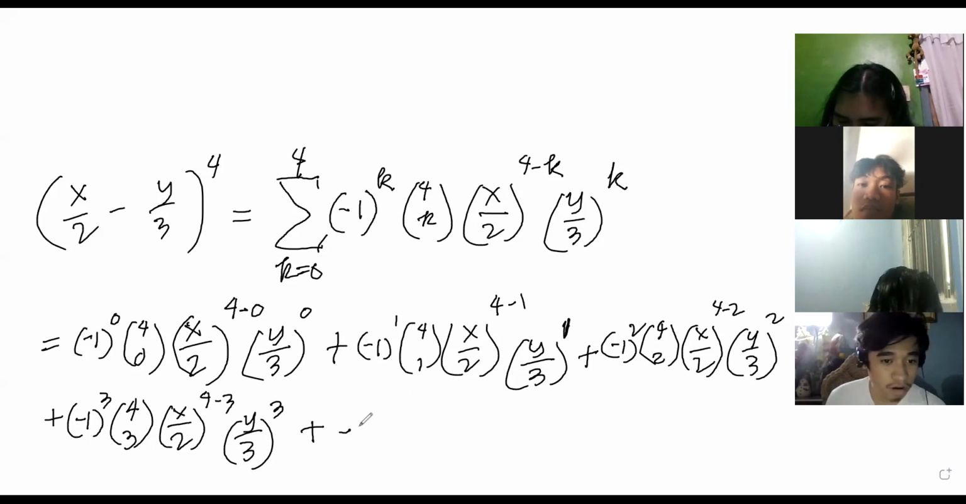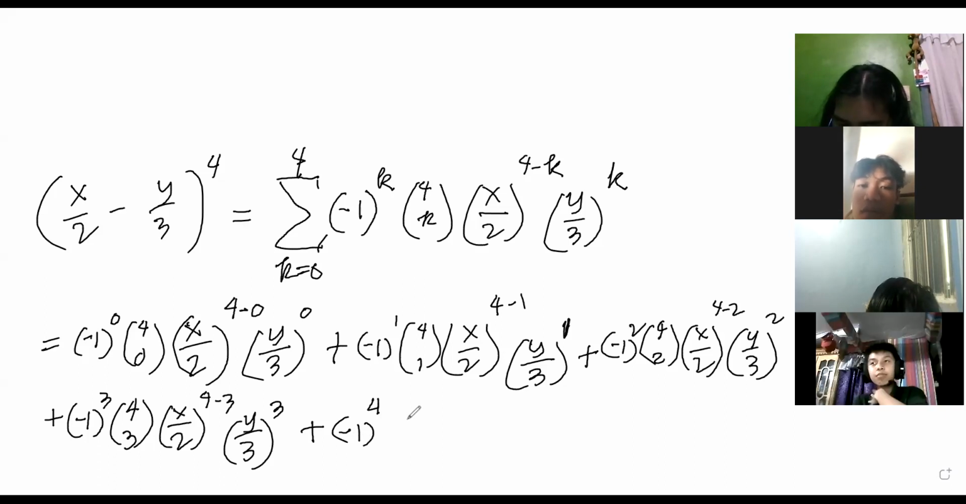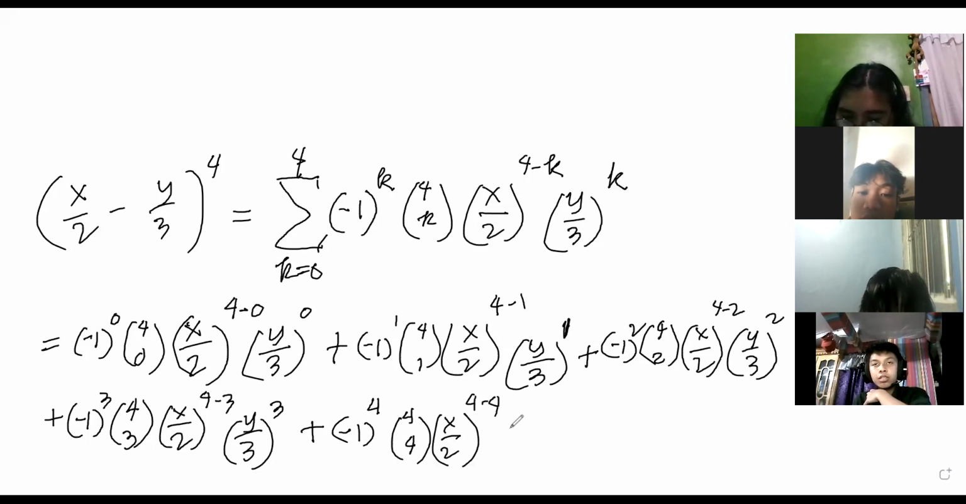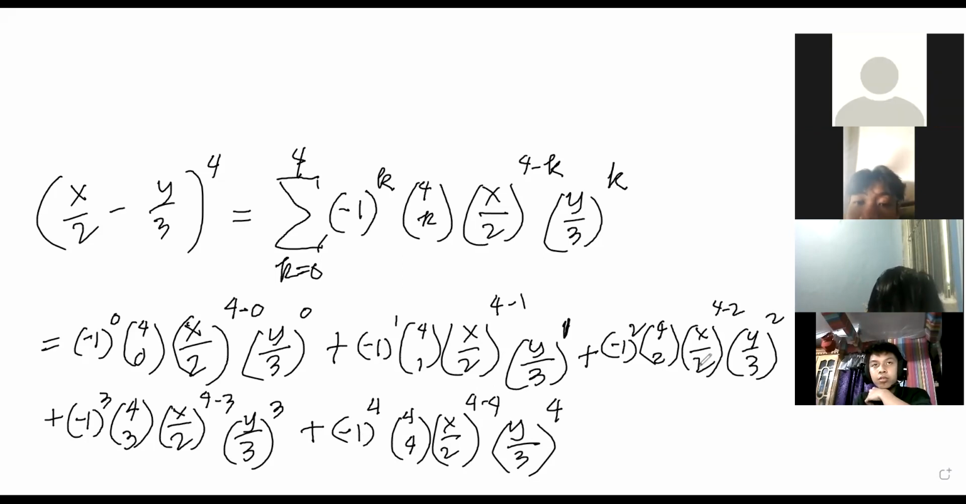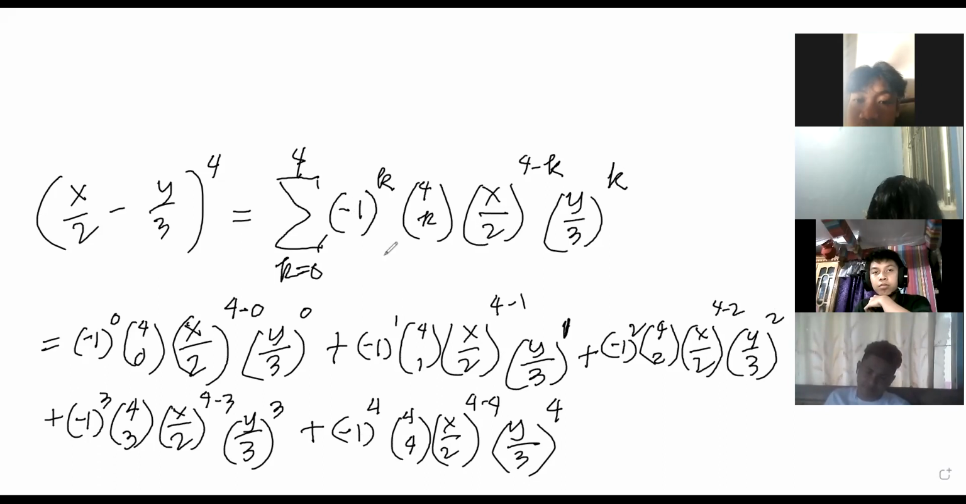Negative 1 to the power of 4. Okay. 4 taken 4. Okay? And x over 2 to the power of 4 minus 4. Very good. Correct. Y over 3 to the power of 4. Correct. Very good. That's it, right? So, basta yun ra, parehas ra ang forma. I-listan lang nato when k is 0, when k is 1, when k is 2, when k is 3, and when k is 4. Right?